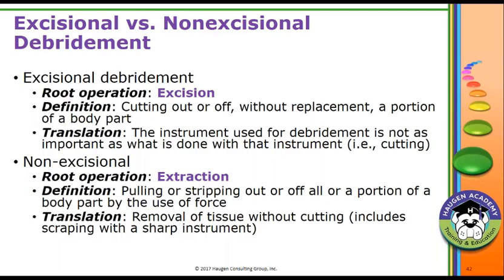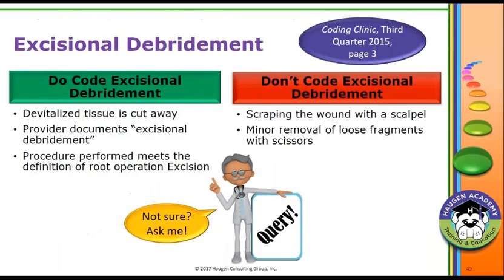So they used a scalpel. Well, did they cut with the scalpel or did they scrape? Cutting is excision, scraping is not. A non-excisional debridement codes to the root operation extraction, which is pulling or stripping off. And again, this is removal of tissue without cutting, and that would include scraping with a scalpel.